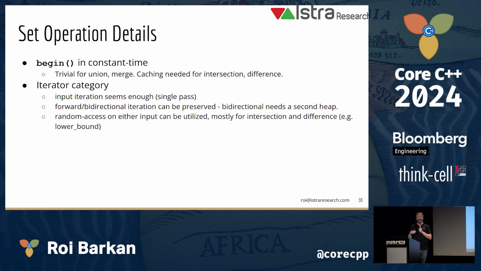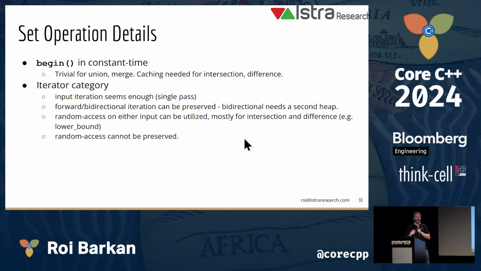If my input is random access, then performing a set intersection, set union, etc., cannot be random access on its own, but I can make some use of it. I can potentially use the lower bound algorithm to try and improve the performance of my own adapter, but I cannot preserve random access. I cannot be random access even if the two ranges or the multiple ranges I'm trying to merge or intersect are random access on their own.